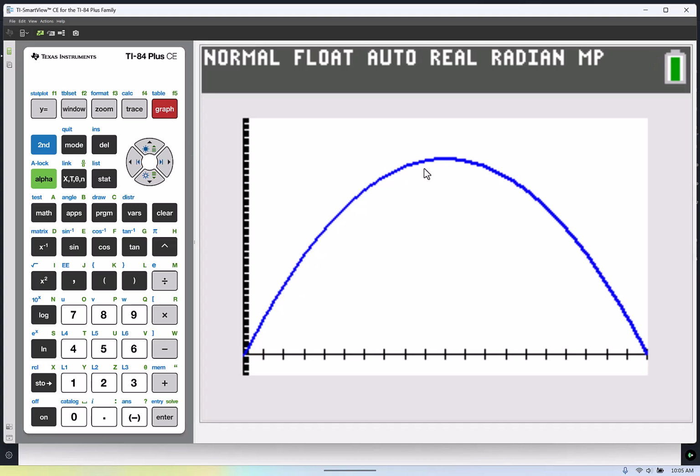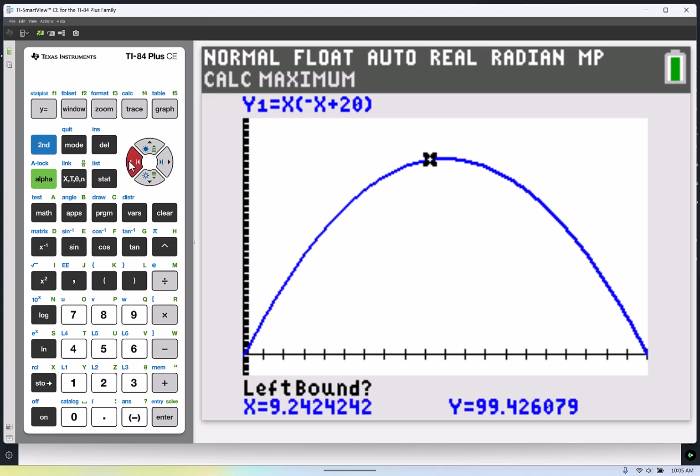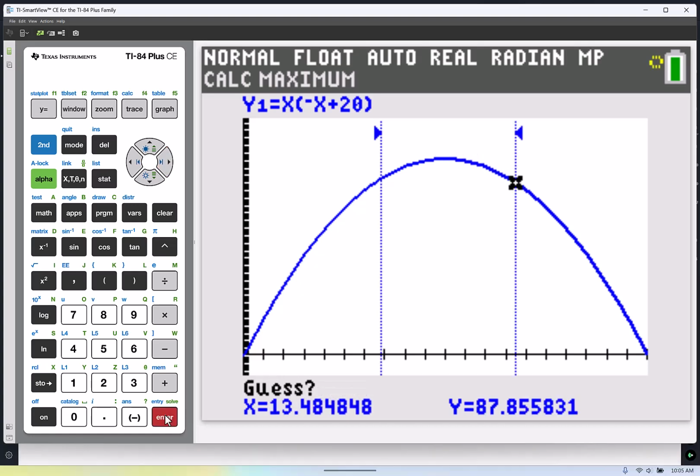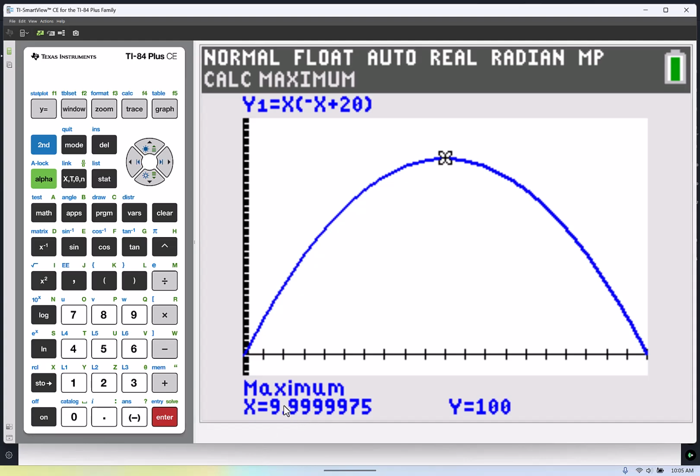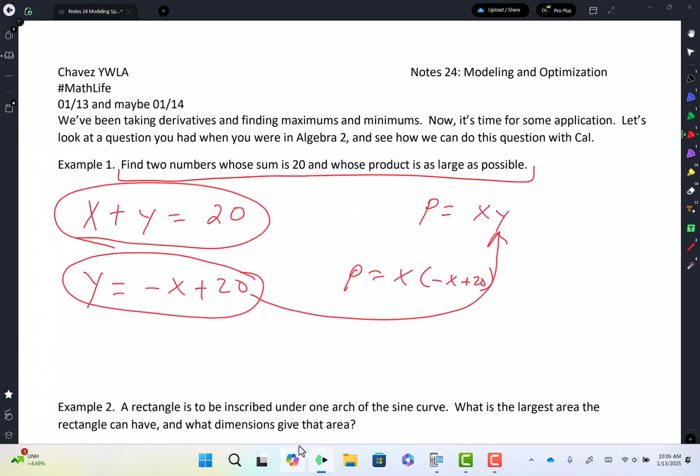So where do I have the biggest product? Right up there. So you just tell the calculator, second calculator, number 4, maximum. Where do I want you to look? I want you to look between here and here. And that's what you guys did in Algebra 2. You guys didn't have Algebra 2 during the pandemic, did you guys? Okay, so there it is. So what have to be the dimensions? 10 by 10. So 10 by 10 creates the largest area.